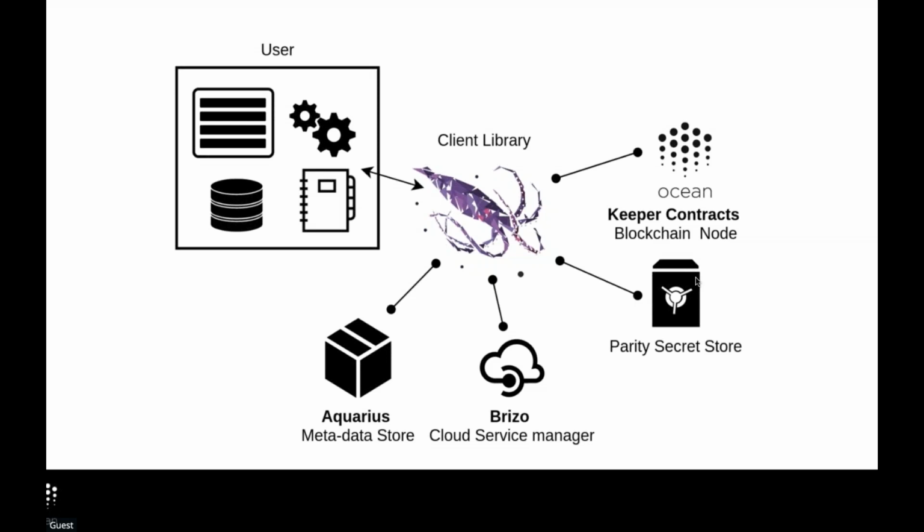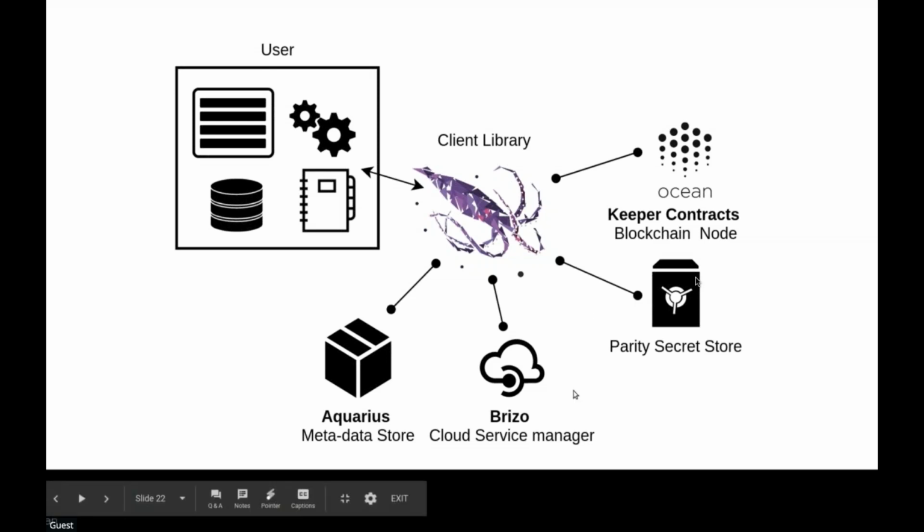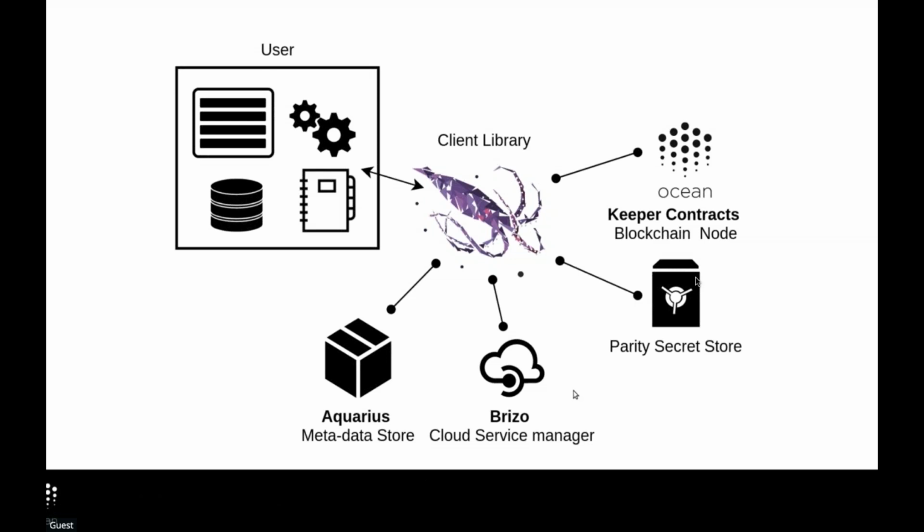The other component is called Brizo, and it's another REST API component, a Web 2.0 microservice, which negotiates the access control. It listens to events from the blockchain and guarantees that you as a user, for example, have sufficient funds to buy the asset before you buy it, or before you're given access to it.